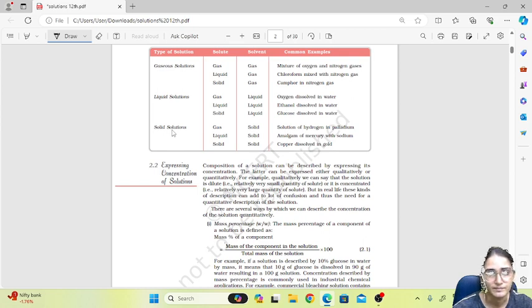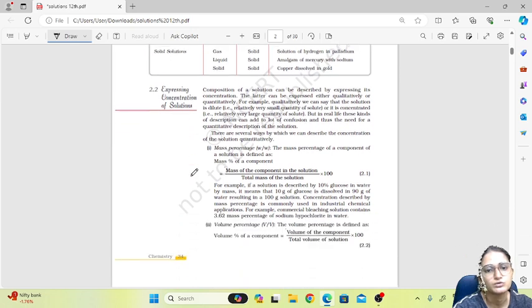Now in this table they have given different examples in which we use one component as a solute and one as a solvent, using the three phases, that is solid, liquid, gas, and what kind of solutions we get. So you just have to go through this.